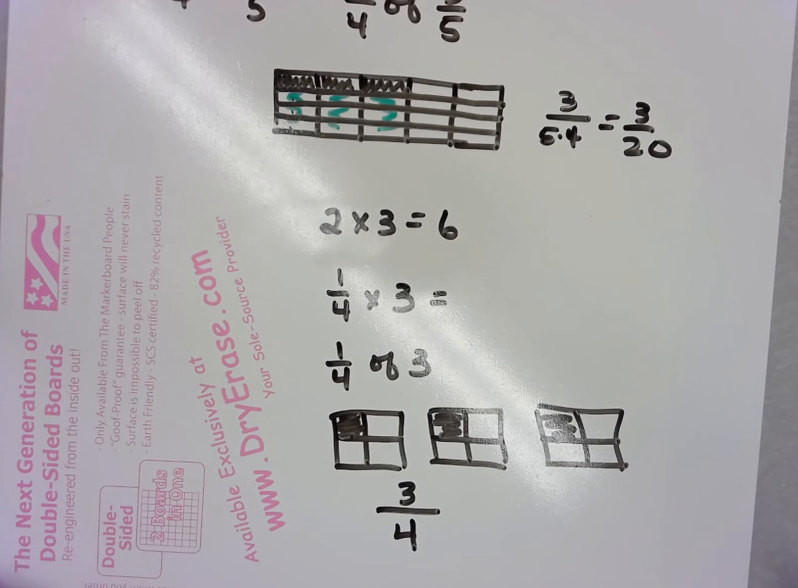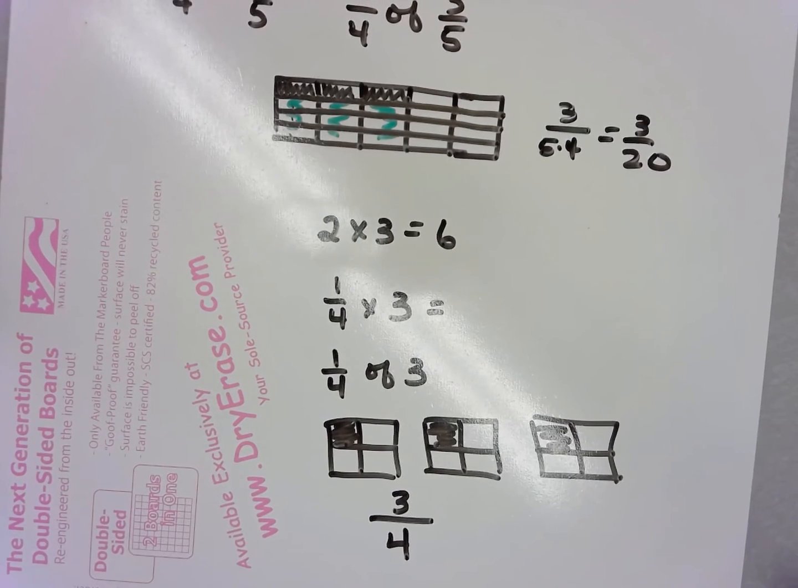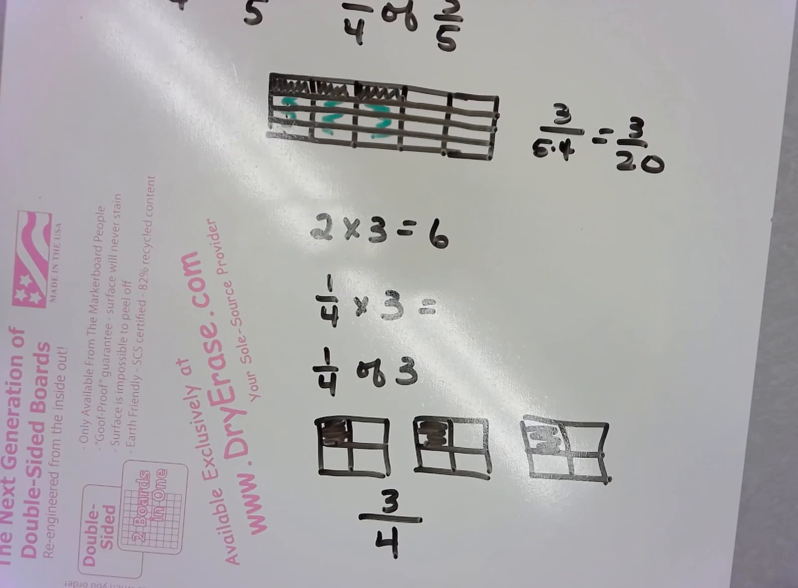So when I multiply by something that's less than 1, then I actually get a smaller number than when I started out with, which is the opposite of what we get when we multiply whole numbers together. So I hope that that clears up fraction multiplication. Until next time.